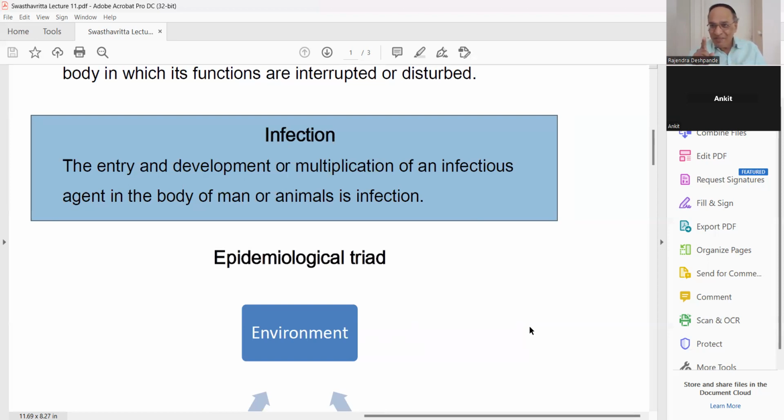Please write down this word, non-communicable diseases. They will suffer from obesity. They will suffer from cancer. They will suffer from diabetes. These are called lifestyle disorders. Please write down. I will wait. Lifestyle disorders in the foreign countries.